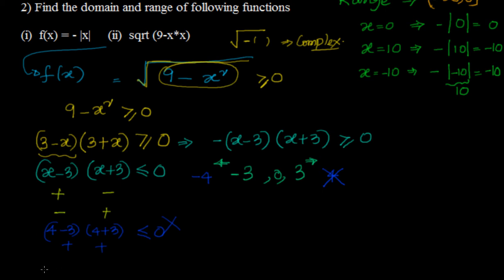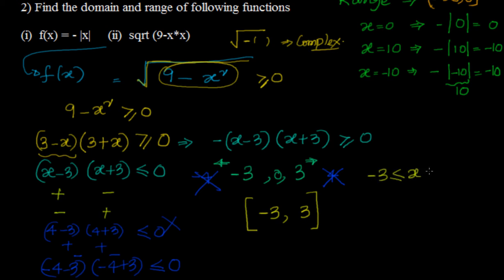Similarly, let us check for minus 4. (Minus 4 minus 3) into (minus 4 plus 3). You can see that these are both negative, and that also can never be less than or equal to 0 because the product is becoming positive. So this is also ruled out. So the solution set is nothing but minus 3 comma 3. That means all the elements between minus 3 and 3, including the boundaries, that is, minus 3 less than or equal to x less than or equal to 3. This is nothing but the domain of the function.